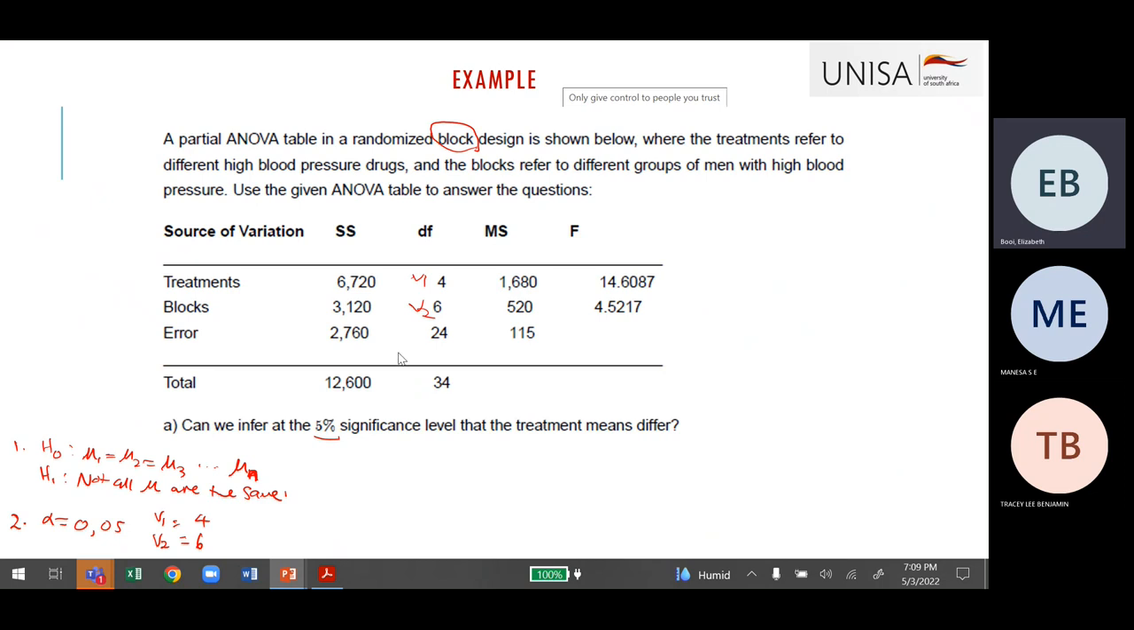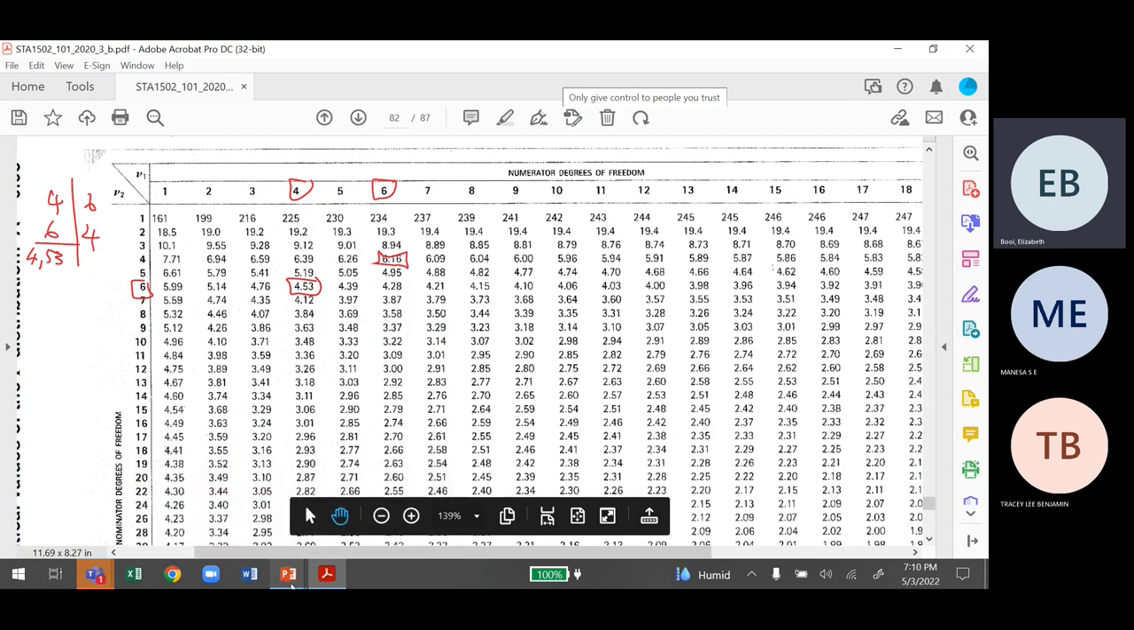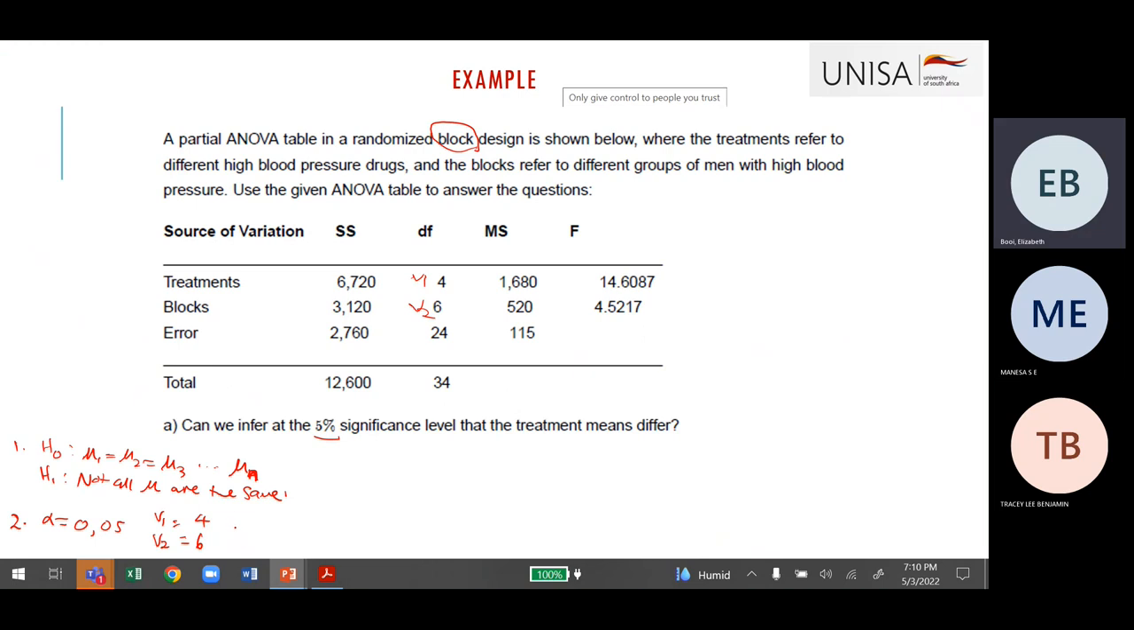And we found that it is 5.43. And our F of 0.05, which is our critical value, it is 4.53. Now we need to find our test statistics. You can see that they have two different test statistics, but we need to read the question carefully. It says, are they different for the treatment? So it means we only require that one.